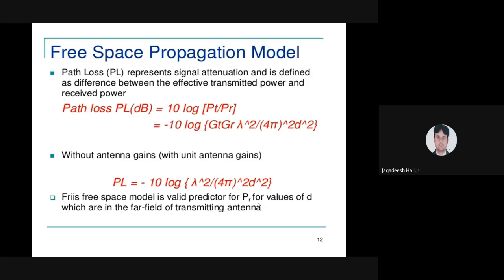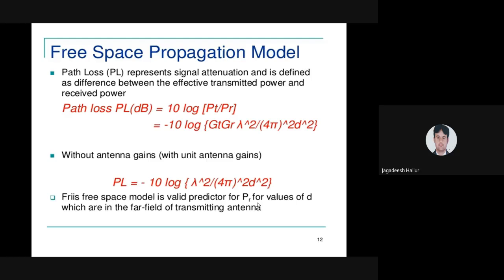After substituting, PT and PT cancel. The remaining is 10 log of GT GR lambda square divided by 4 pi square D square into L. L is 1, so the minus of 10 log is directly substituted: minus 10 log of GT GR lambda square divided by 4 pi square into D square. Write down this equation for path loss PL in dB.